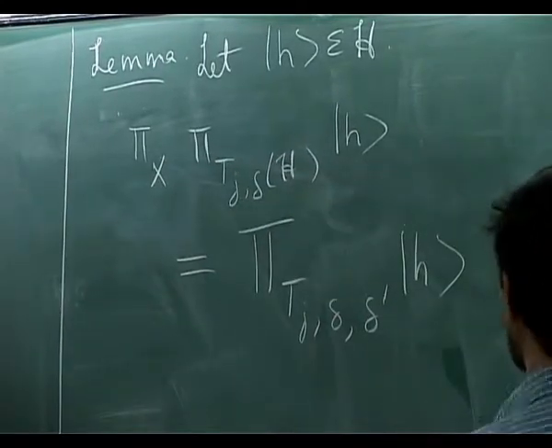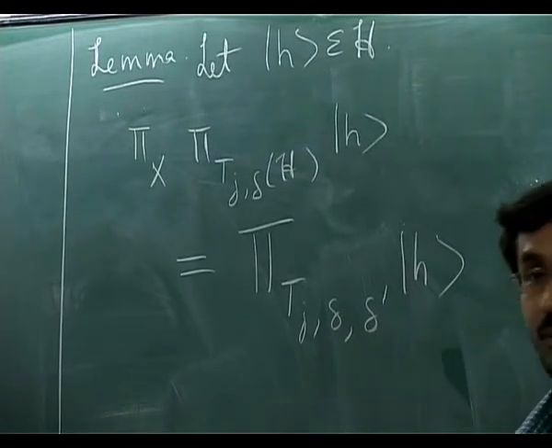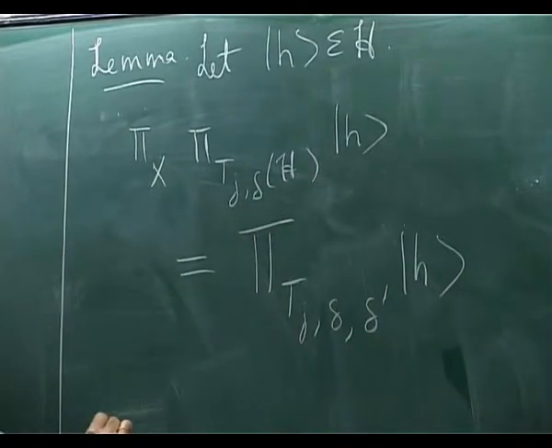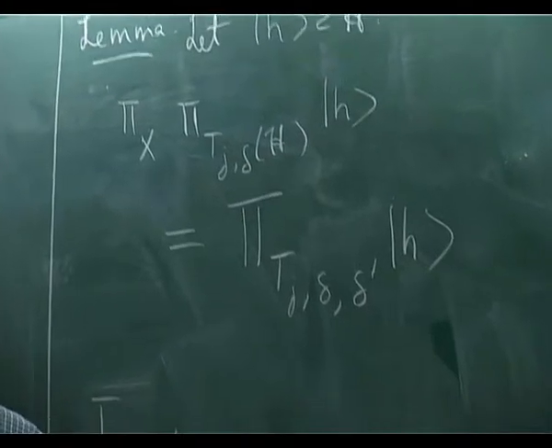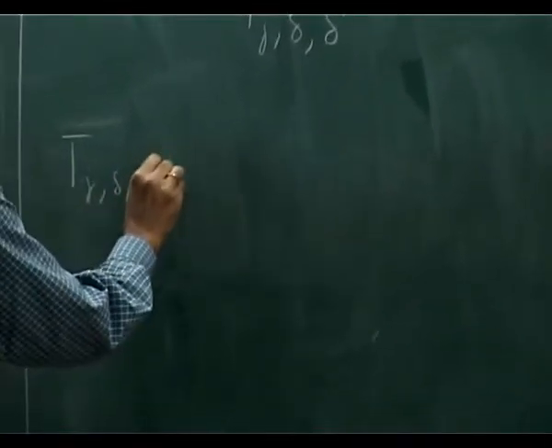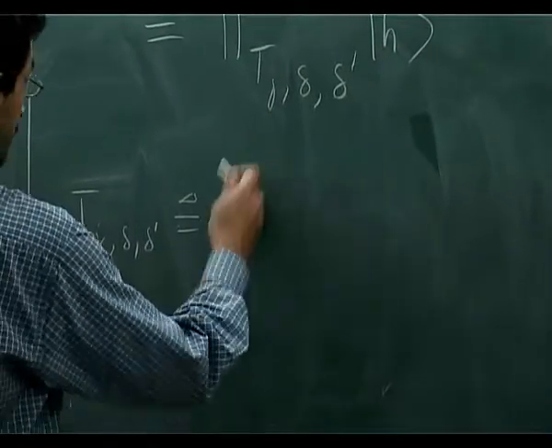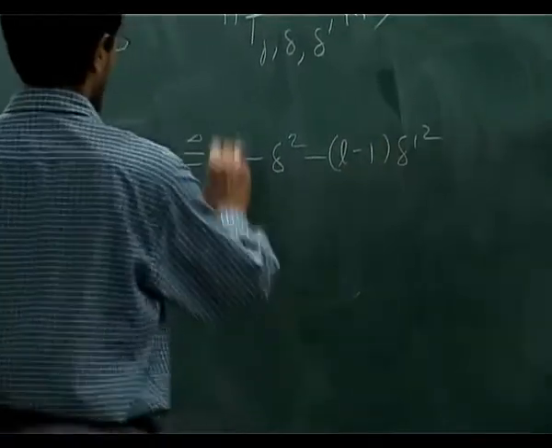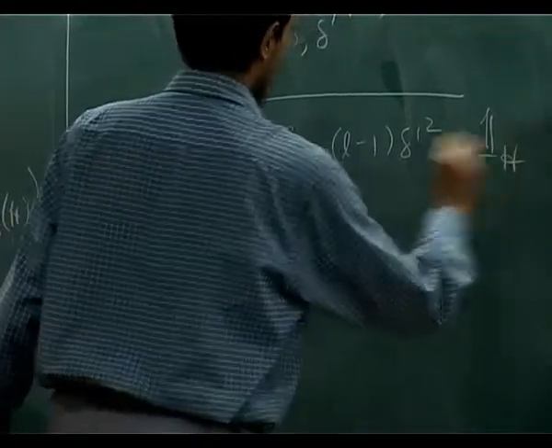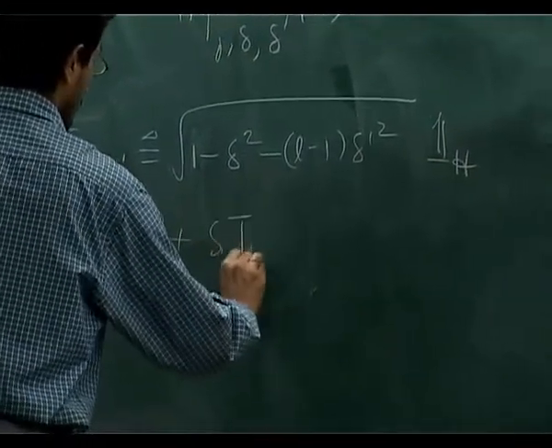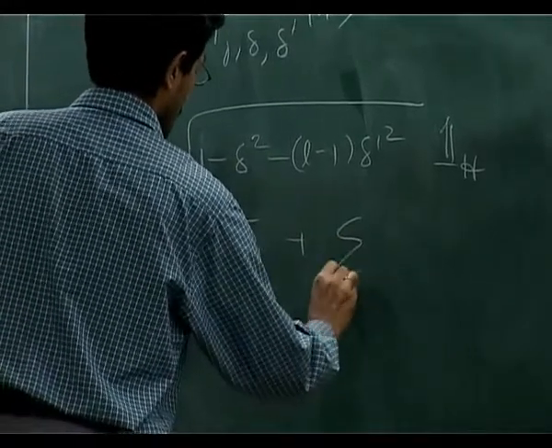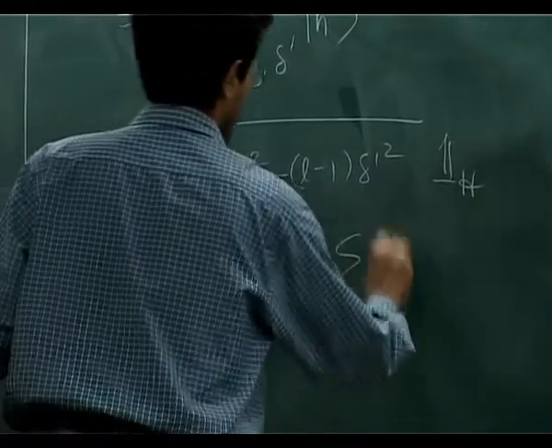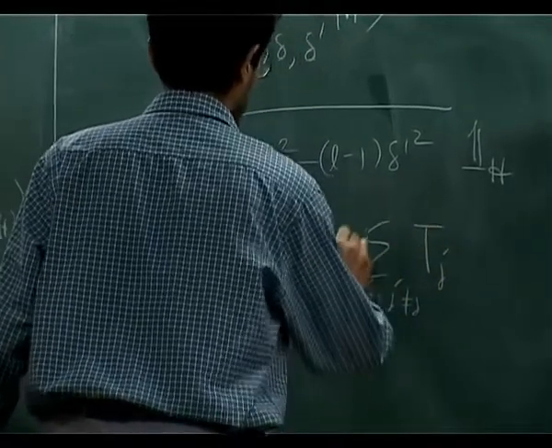Okay, so I've introduced one more parameter, Tj delta delta prime. Okay, and so maybe out here only. So what is Tj delta delta prime? I mean, what is this map? So this is 1 minus delta square minus L minus 1 delta prime square. I'll just write it and explain what it means. Identity on H plus delta Tj plus summation over j prime not equal to j of T j prime. This will be delta prime.